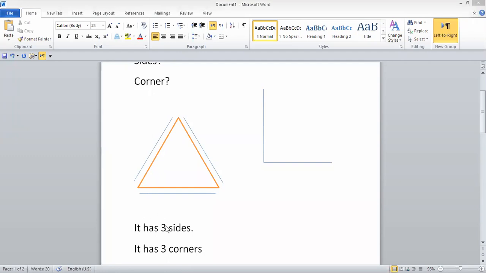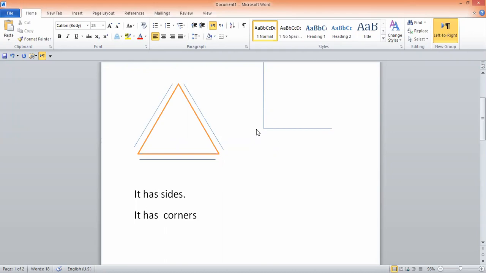Okay, guys. Now, you will answer me: in a triangle, how many sides and how many corners are there? Tell me in the chat box. In a triangle, how many sides and how many corners are there? You will write the number, dash, sides, dash, corners.